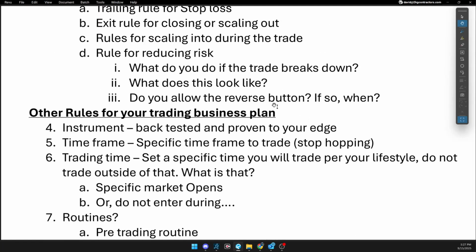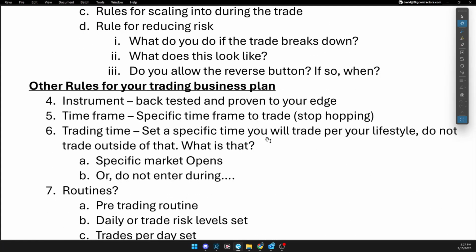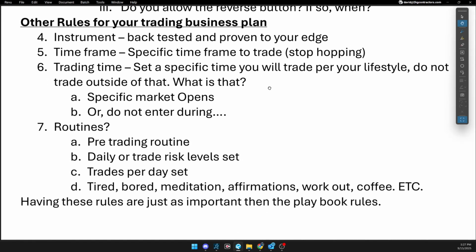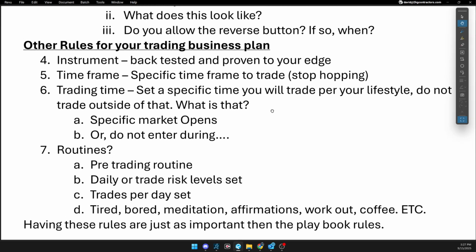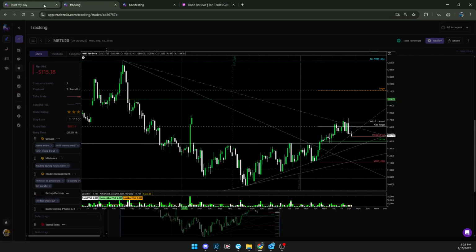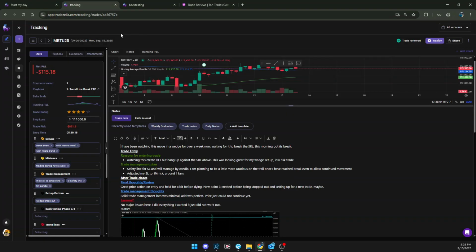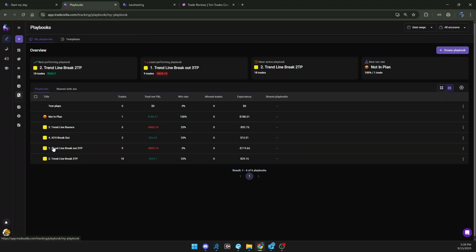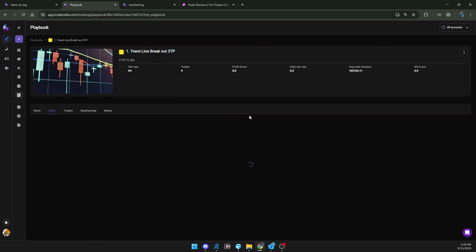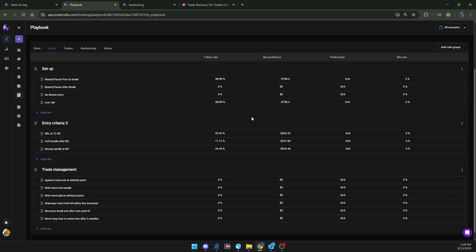All right, real quick here. I like to try and get this part. These are other rules. Oh, I wanted to show you, hang on. Playbooks. So here's what my playbooks look like.